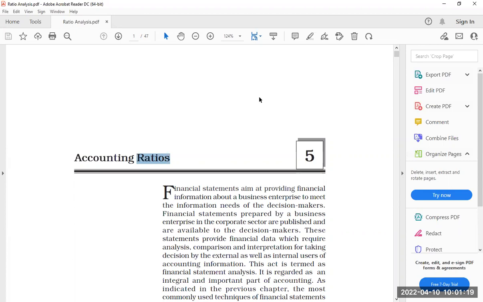We have to go and analyze it. Profit is there in the P&L account, the net profit. 50,000, 60,000. Simply by taking that profit into consideration, if you decide which company is doing good, we can't simply come to a conclusion that that company is better.